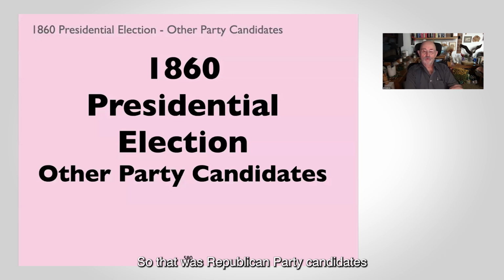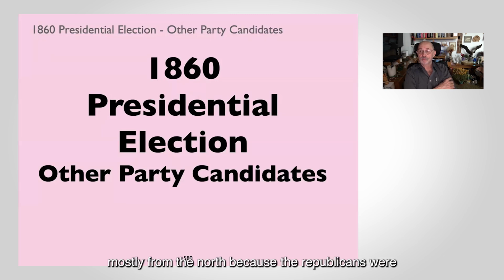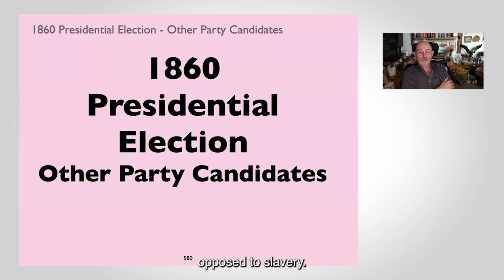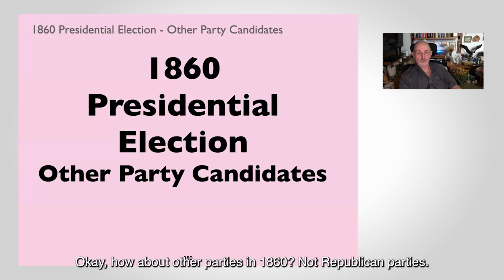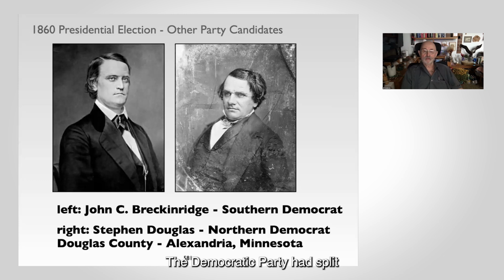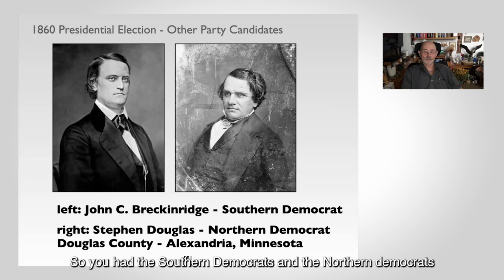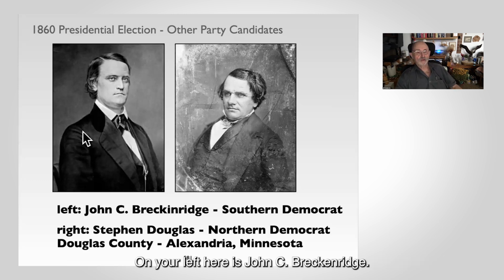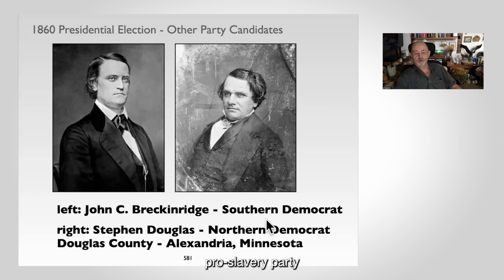So that was the Republican Party candidates, quite a grouping, some from the South, mostly from the North, because the Republicans were opposed to slavery. Okay, how about other parties in 1860? The Democratic Party had split into a Southern Party and a Northern Party. So you had the Southern Democrats and the Northern Democrats. On your left here is John C. Breckinridge. He received the nomination of the Southern Democratic Pro-Slavery Party.